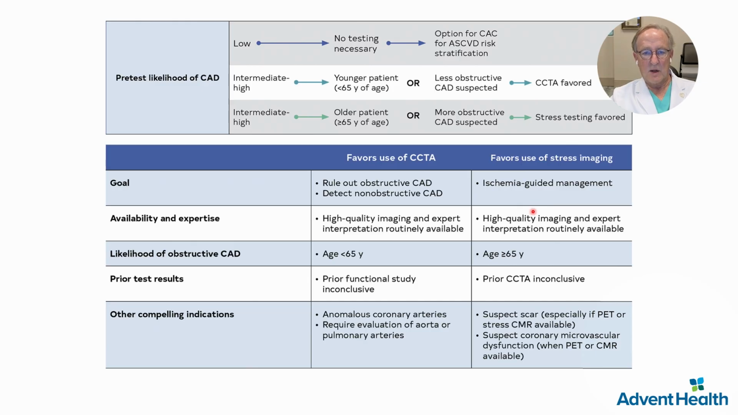Stress imaging is probably more useful if your goal is not so much to rule out obstructive disease. It's a patient that, let's say, had a 50% lesion or a previous stent, but to guide management based upon ischemia. You still need a high-quality imager, but cardiologists are more available probably than radiologists, if that's a bottleneck in the process. If you have an older patient, higher pretest likelihood of ischemia.